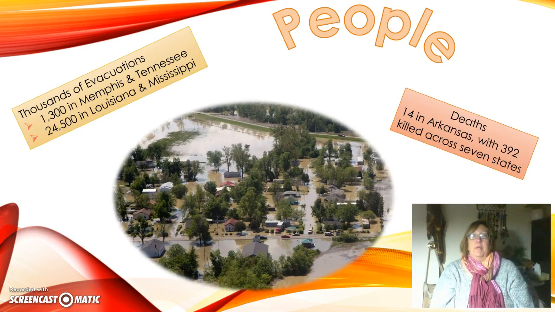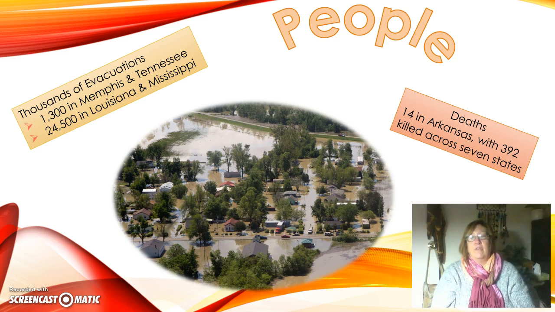Then we've got people that were dealt with. We got thousands of evacuations. They, in some areas, knew beforehand that they were going to be evacuated before they broke open the levees to let loose some water. So they got to be able to be prepared. But there was 1,300 in Memphis and Tennessee, 24,000 in Louisiana and Mississippi. There weren't as many deaths as I would have thought.